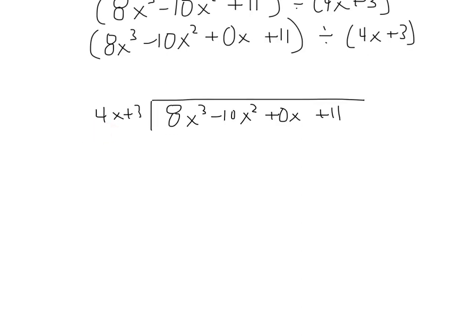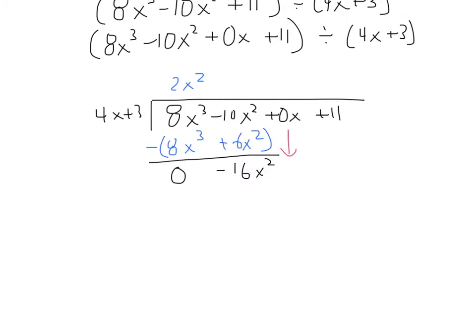So let's go ahead and do our division. 4x going into 8x cubed goes in 2x squared times. Let's multiply 2x squared times 4x plus 3, and we get 8x cubed plus 6x squared. Then if I subtract this, what do we get? This first part is 0. Here we have negative 10x squared minus 6x squared, so that gives me negative 16x squared. Right here we need to bring down this 0x, and then we keep on going.